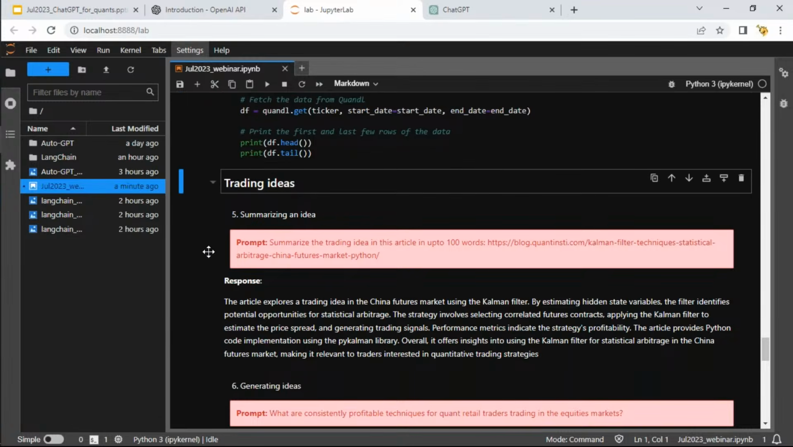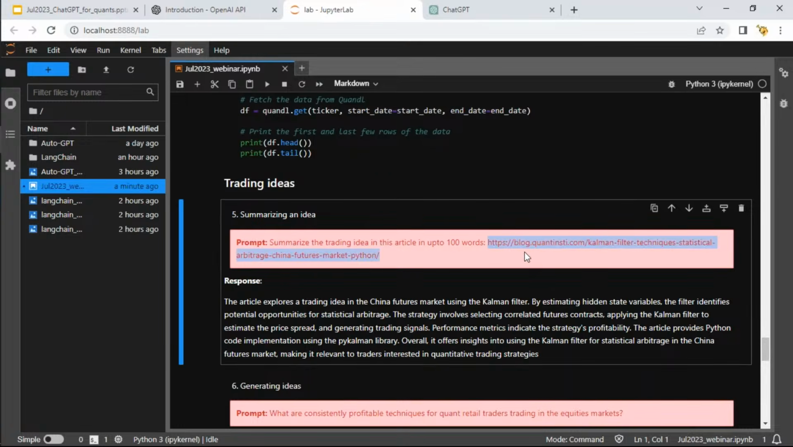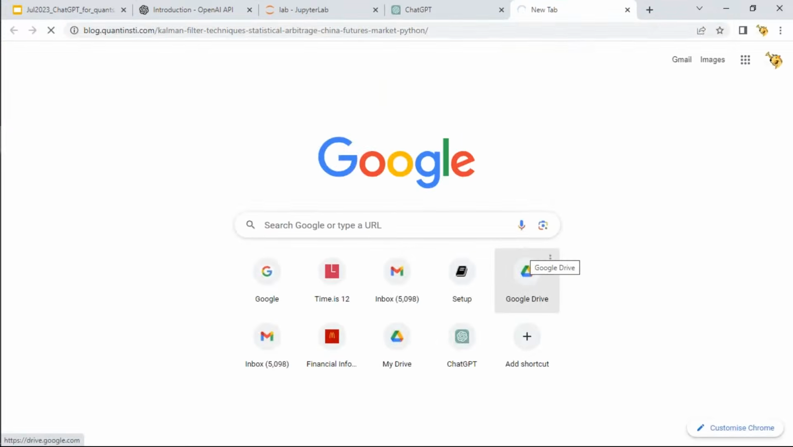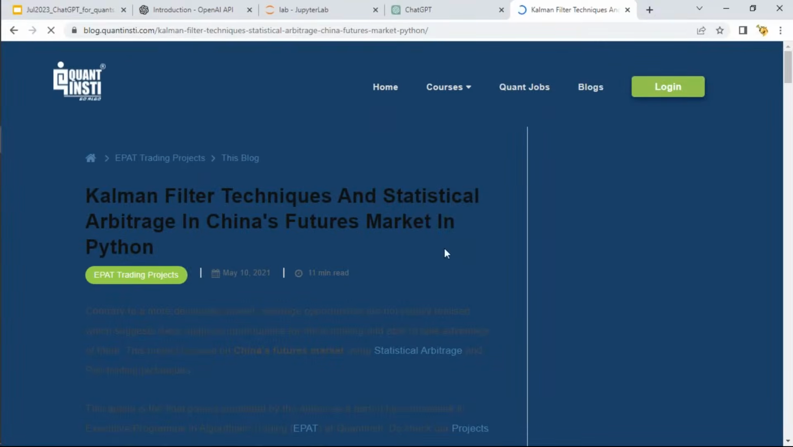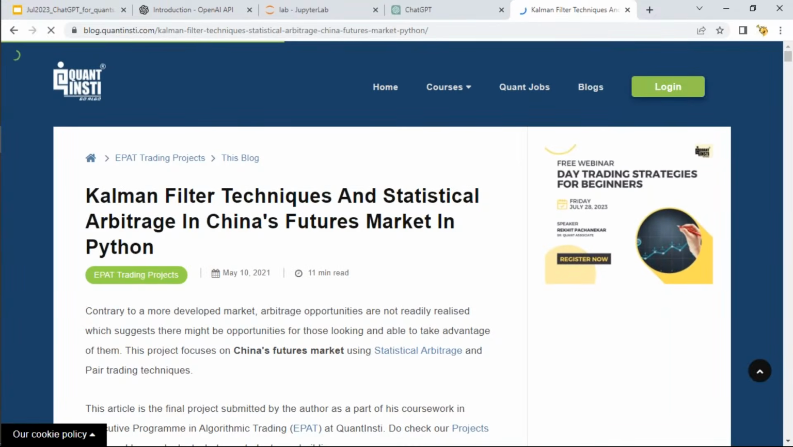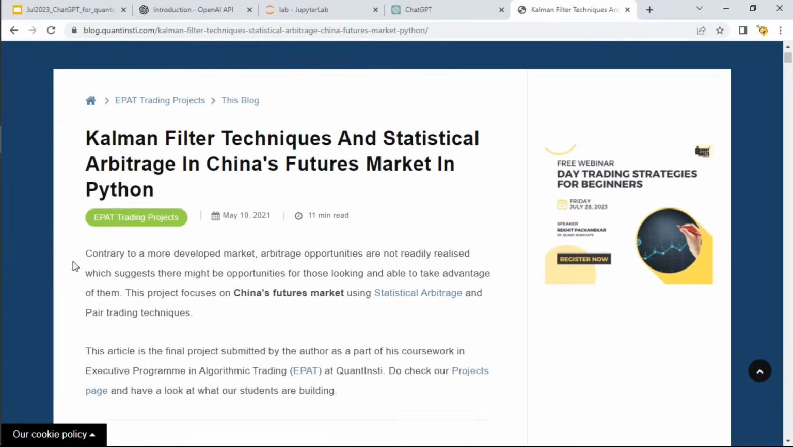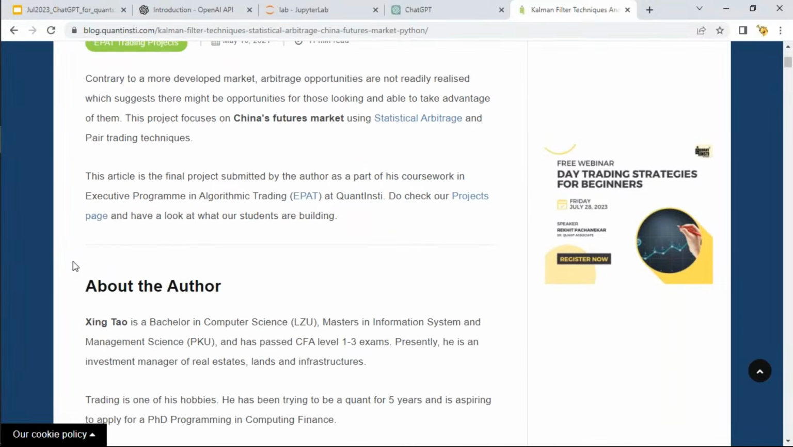Okay, another big area that people talk about is summarizing ideas or generating ideas, right? So suppose I come across an article. I picked this up from our blog, the QuantInsti blog. I'll first show you guys this article. This was written by one of our students who did it as part of his trading project, a student from China, Ching Tao.